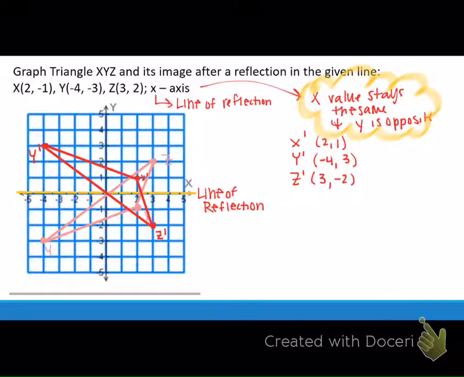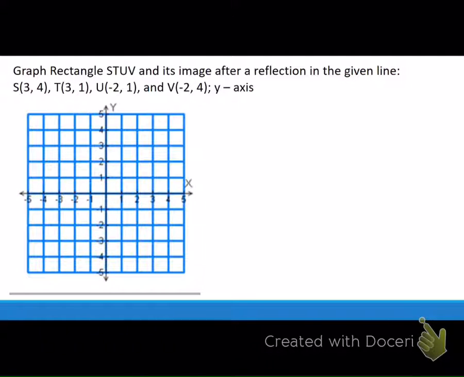All right, so the next one we're going to be plotting over the y. What do you guys think is going to happen on that one? If the x values stay the same and the y is opposite for the x-axis, what do you think is going to happen on the y-axis then? Yeah, so let's see if that's true. Ayana said it's just going to switch the x and y. So let's see if that's true. So the y-axis is my line of reflection.